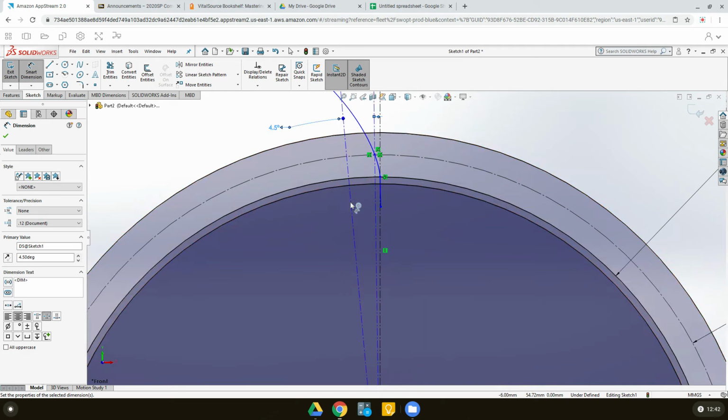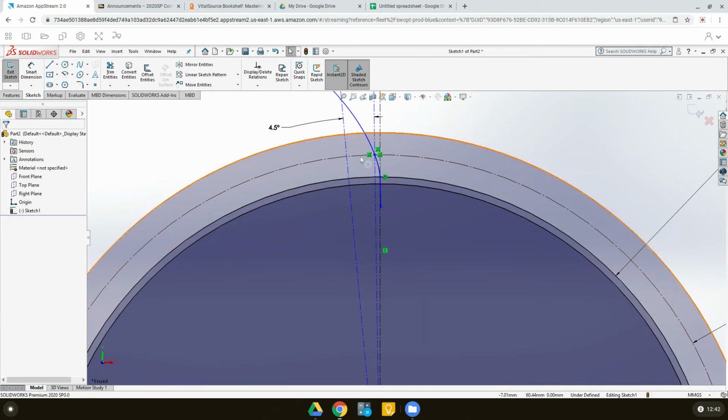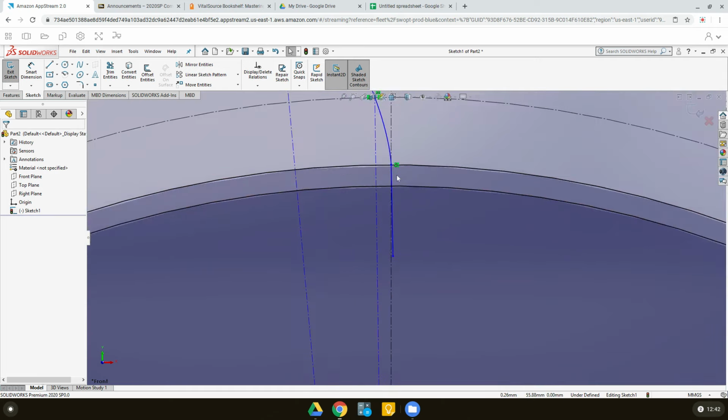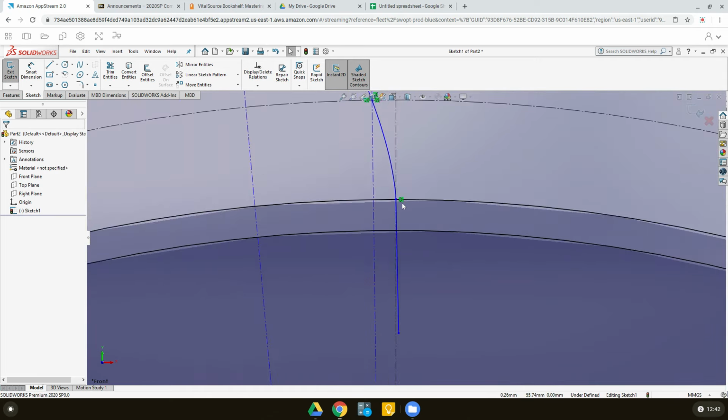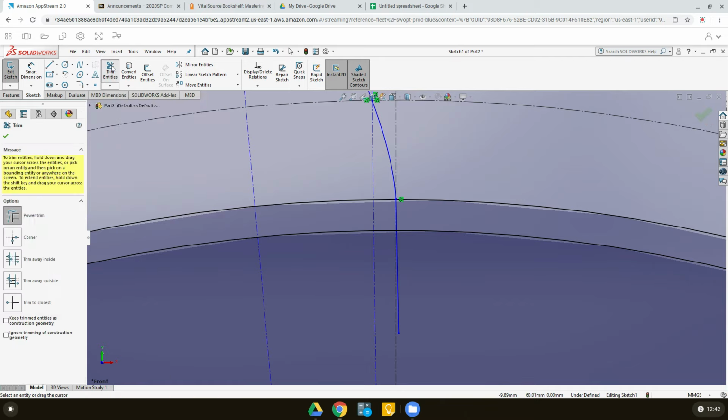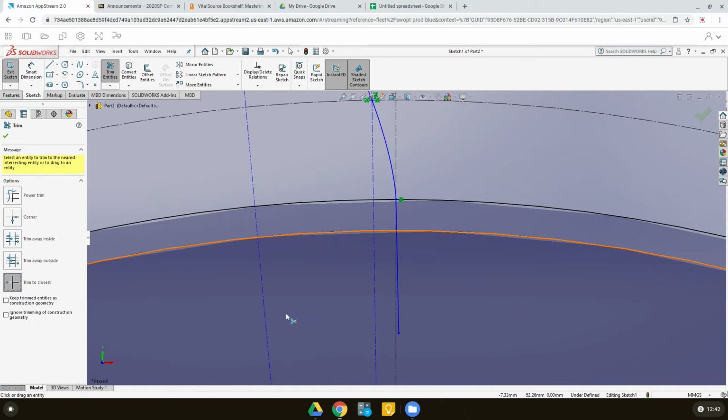so basically that construction line is important from the point of view that when this gear tooth profile is complete, we can mirror it across this center line. Okay, so that's good. Now we gotta do some chopping. So I'm going to do trim entities, trim to closest, and I'm going to chop the portion of this solid line that is below the root circle, this line here. That portion I'm going to chop.